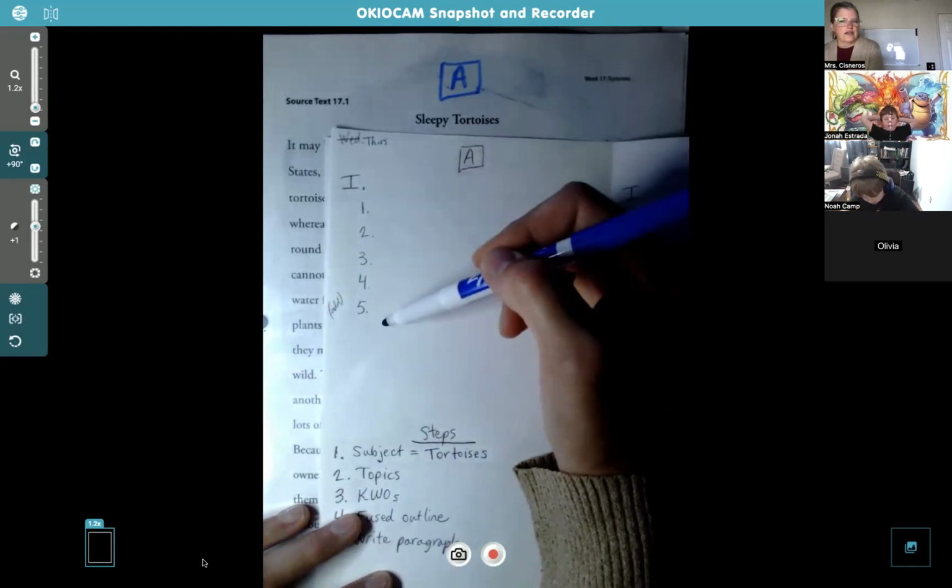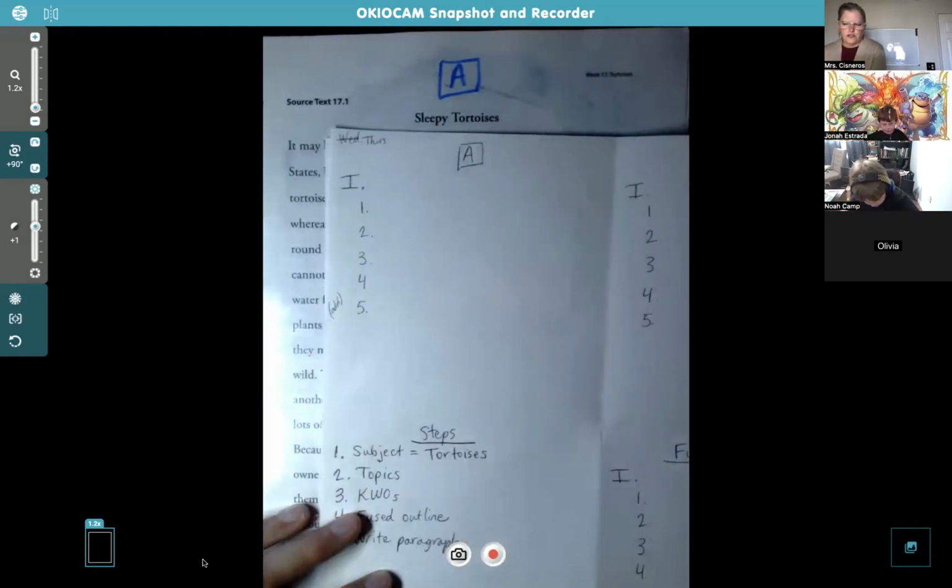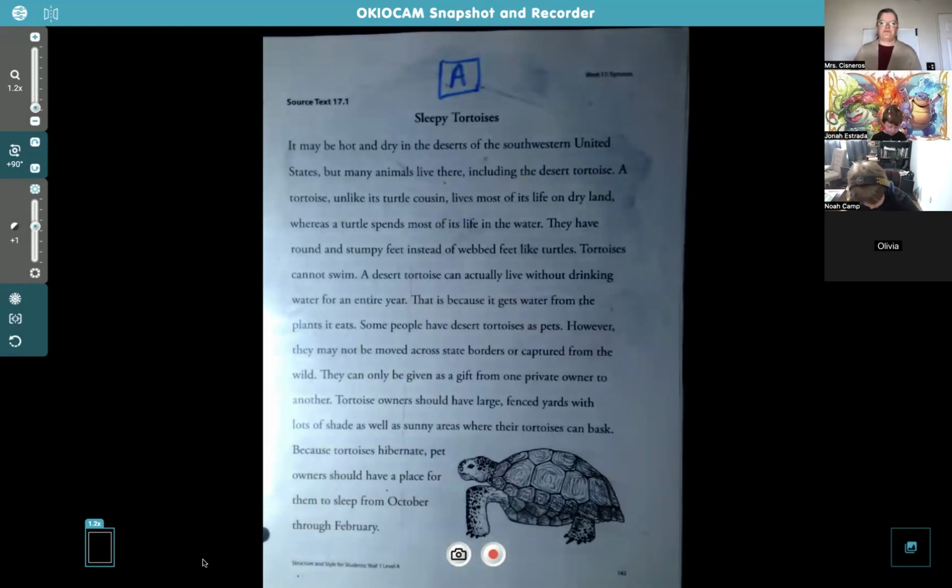Okay? So we need five facts about the tortoises from this article. What I want you to do as I read it is underline information that you think is interesting in here about tortoises. Your goal is five. If you get more than five, that's okay, but try to get at least five facts from here. So I'm going to read it. You focus on underlining facts, okay?